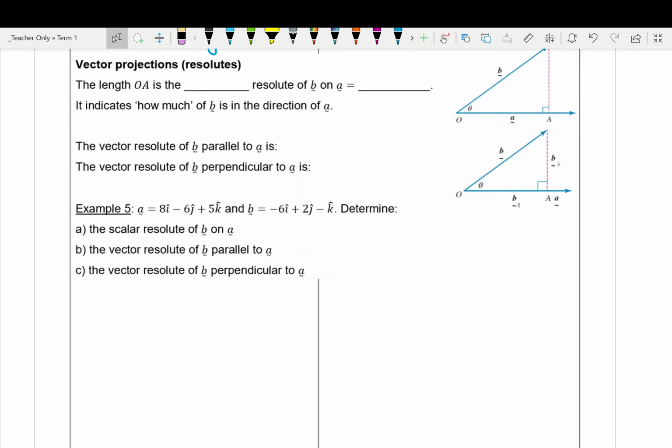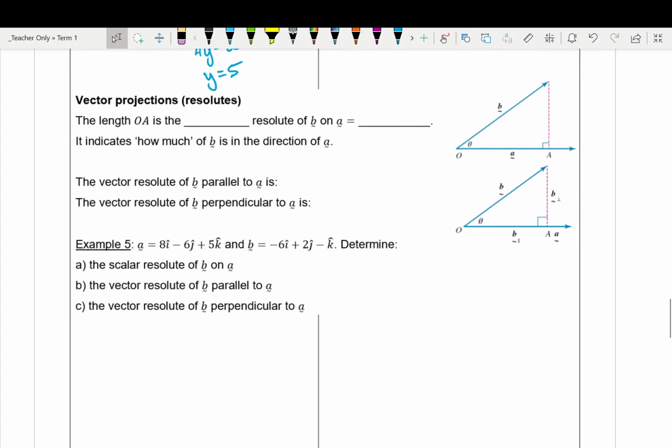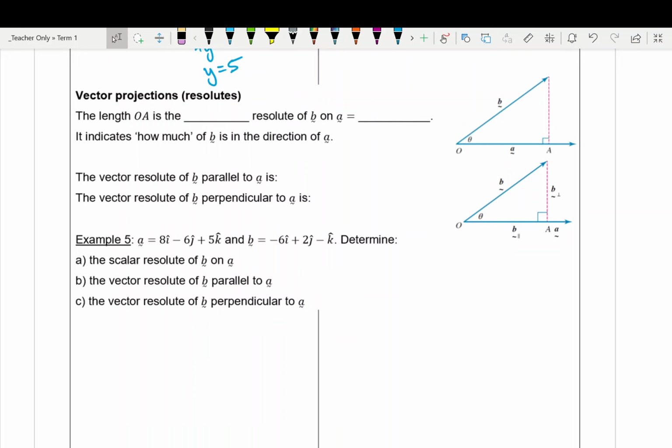Moving on further, we've got vector projections. We've talked about these before, our vector and scalar resolutes. So if we have this diagram over to the side here, the length of O to A is the scalar resolute of B on A. It's how long that line is, and it's given by the unit vector A dot product with the vector B. It indicates how much of B is in the direction of A.